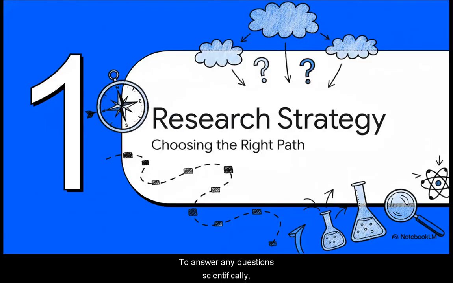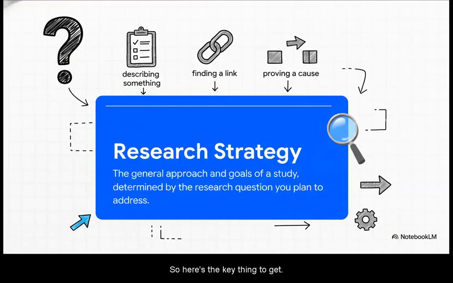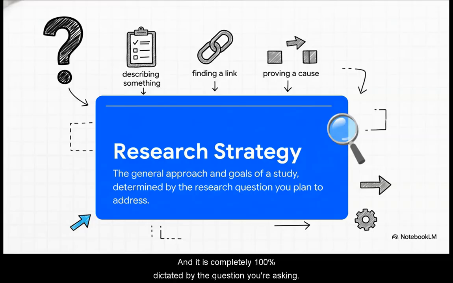To answer any questions scientifically, you can't just wing it. You need a plan. You need a map that's going to guide your whole investigation. And in the research world, we call this map a research strategy. So here's the key thing to get. A research strategy is your overall plan of attack. It's not the tiny details yet, it's the big picture. And it is completely 100% dictated by the question you're asking.